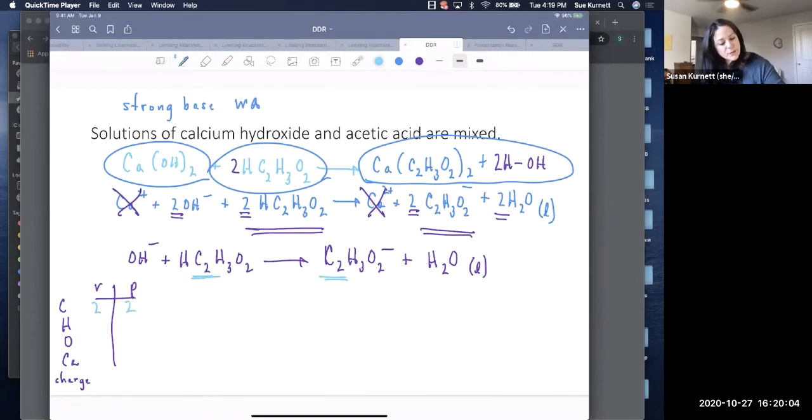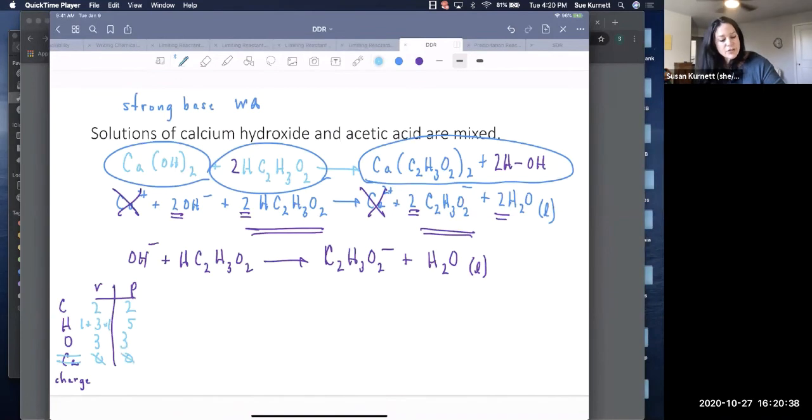Hydrogens on the left is 1 plus 3. Hydrogens on the right. Oh, no, I'm sorry. 1 plus 3 plus 1. 1, 3, 1. And on the right, it's 3 and 2, so that's also 5. Okay, for oxygens, it looks like 3 on the left, 3 on the right. Oh, there's no calciums.